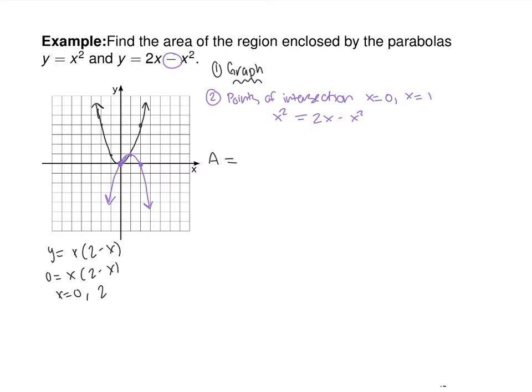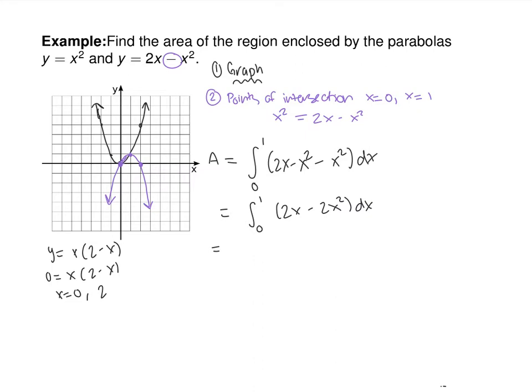So the area will equal an integral. In this case, our a is 0, our b is 1. The upper curve is the upside down parabola, so 2x minus x squared, minus the lower curve, which is x squared. And now we have a pretty easy function to antidifferentiate: 2x minus 2x squared.